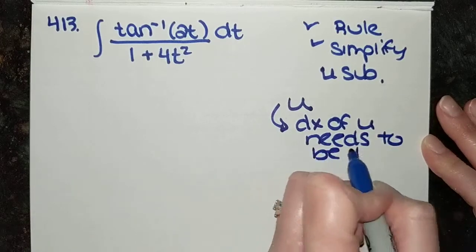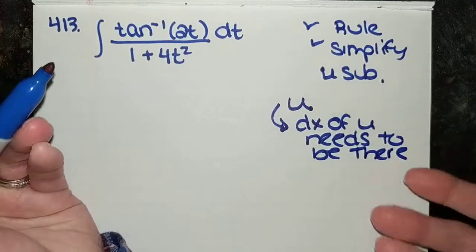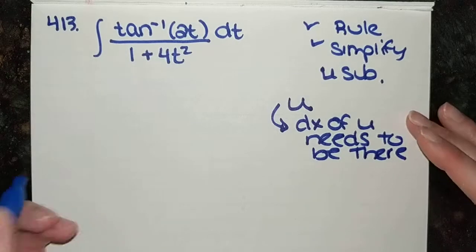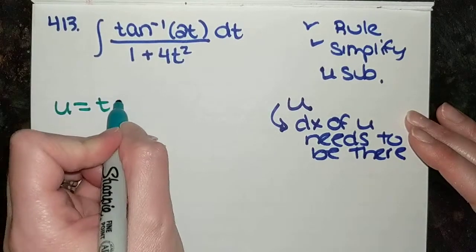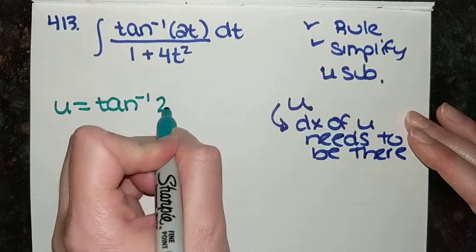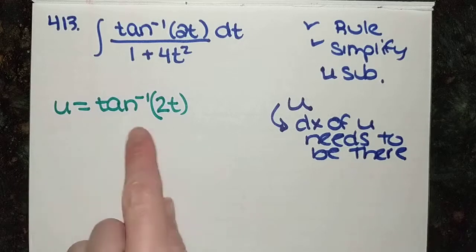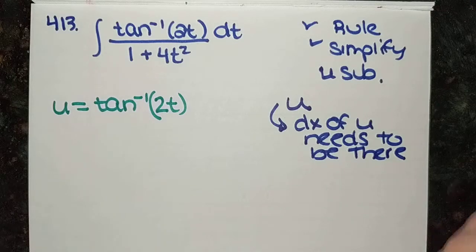Okay? So if you look at the derivative of 4t squared, that's not going to give you a tangent inverse. So instead, you are going to pick that your u is equal to tan inverse of 2t. Now, we do have to be a little careful about this because this brings up our Calc 1 derivative rule. So when you do this, you have a chain rule type of situation.